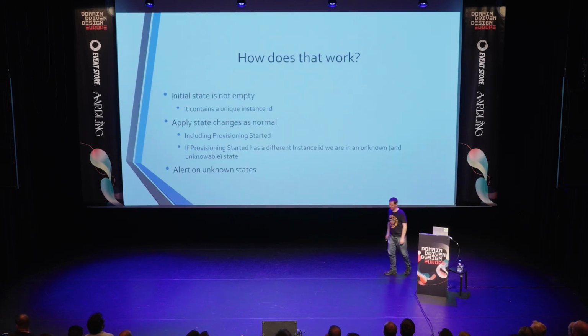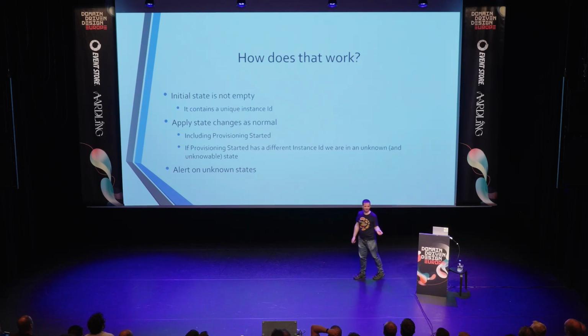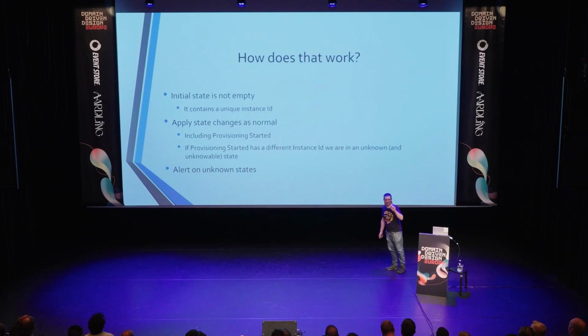Okay, let's see. So, the initial state, we cheat, it is an empty. Traditionally in aggregate, you start with empty state. Now, we don't. We say, actually, we're going to have an instance ID in our initial state so we can detect failures. This is okay. There are other ways of doing this too. This is just the way I chose. Like I said, it's a pattern. You know, your implementation may be different, but these are the things you have to think about.